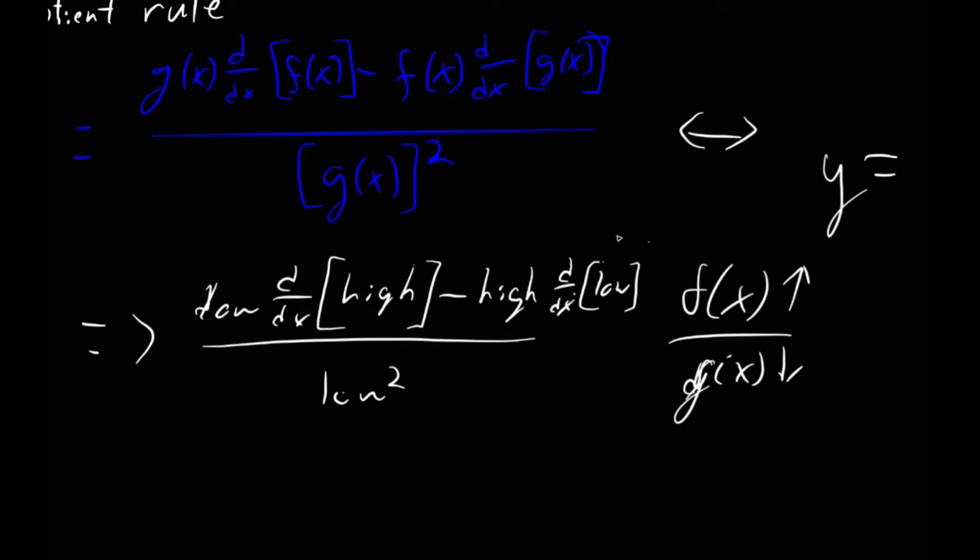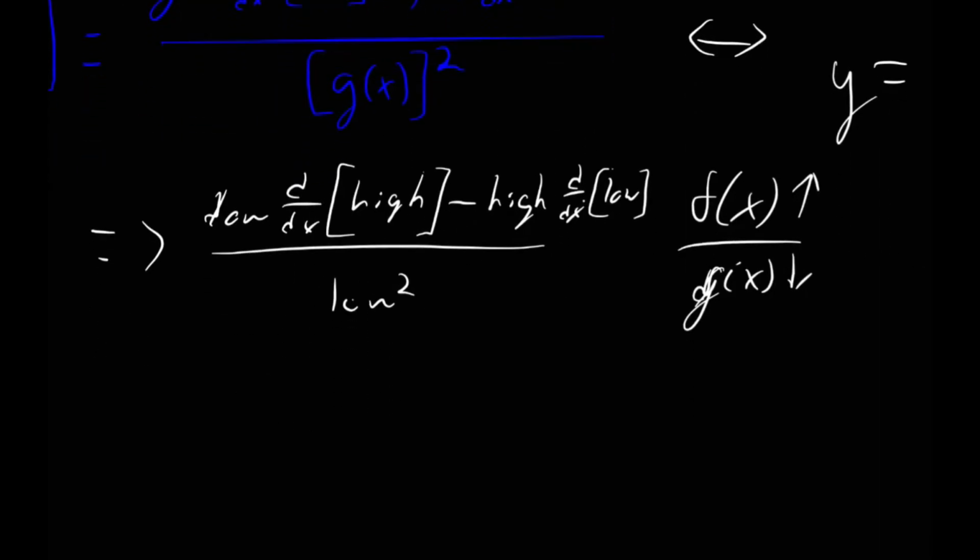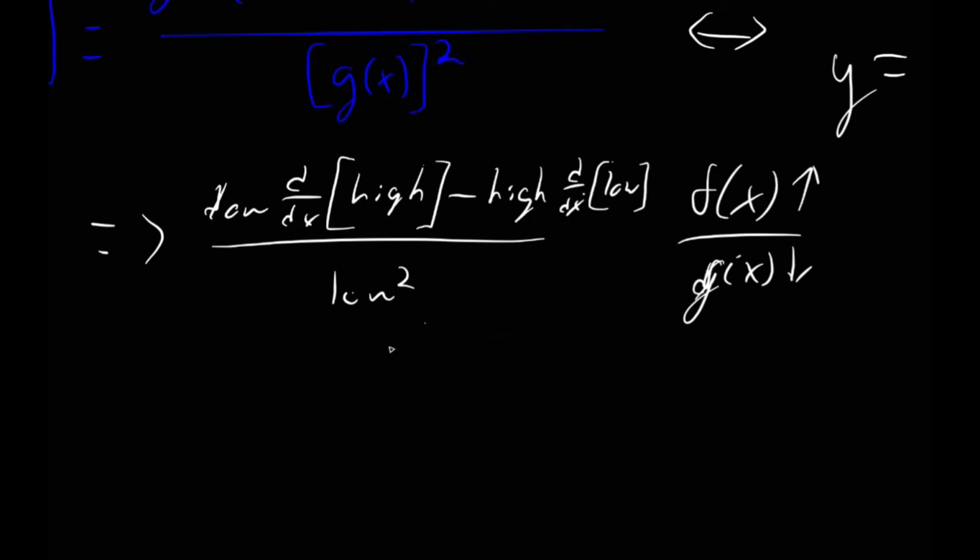It's very easy to commit to memory, and it makes not losing yourself in the formula much easier, especially if you're having to bring it up on a test. Low d high, high d low. It never fails. Over the low squared. You cannot forget the low squared. Otherwise, I promise you, your professor or whoever will tell you that your problem is incorrect.